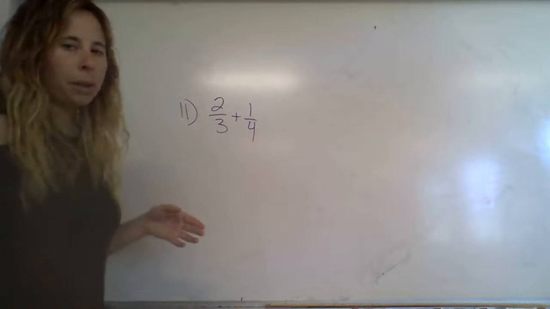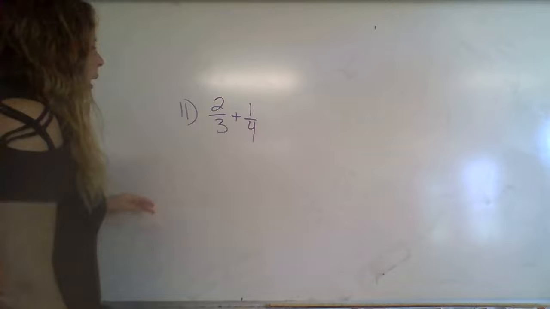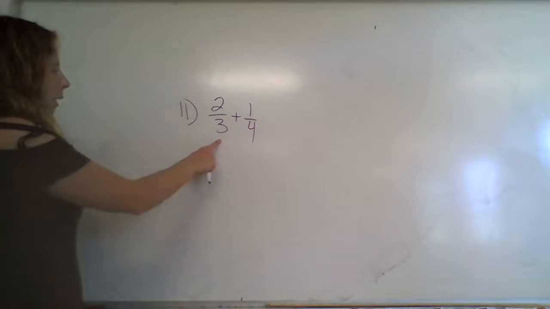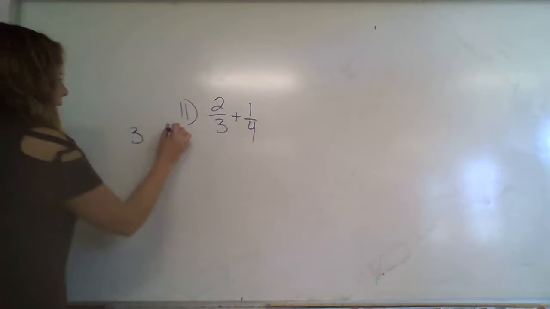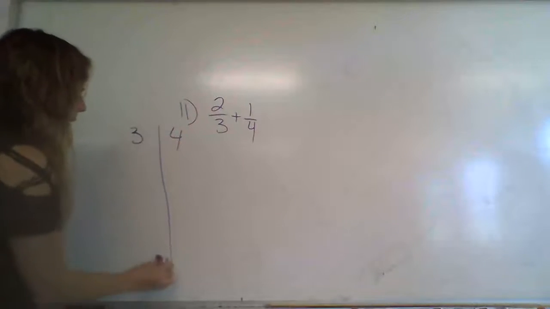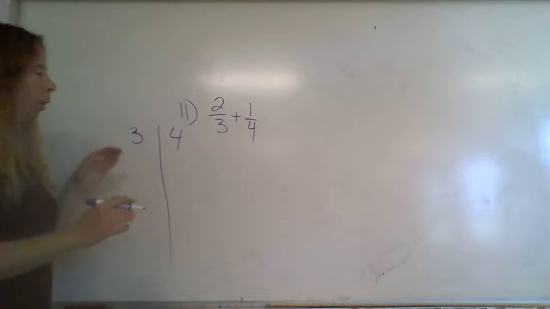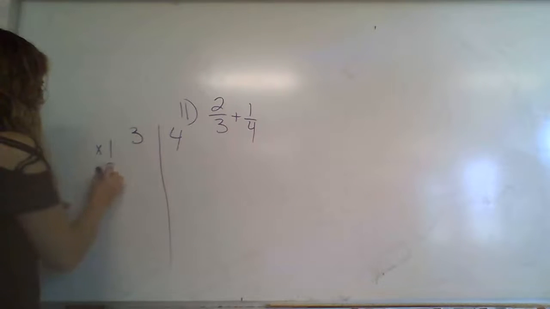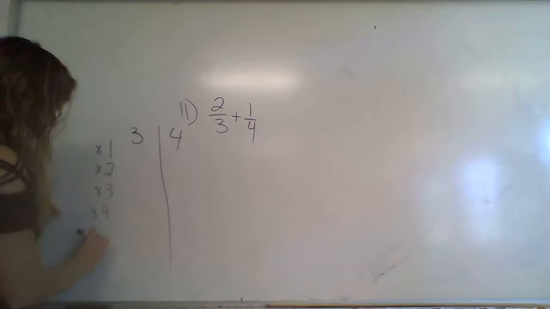You might be able to do this in your head. A few ways you can do it. The best way is to find the least common multiple of these numbers. So let's say I have 3 and I have 4. We're going to do multiples until we get something in common. So multiples of 3: this is times 1, times 2, times 3, times 4, times 5.